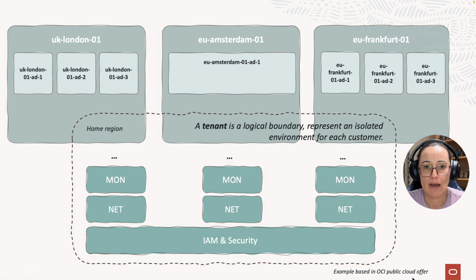In the slide, we have a single tenancy with London as the home region, and the tenancy is also subscribed to Amsterdam and Frankfurt. The IAM and security landing zone layers, which include compartments, group policies, and enabled Cloud Guard and security zones, are deployed in the home region, London. Meanwhile, the monitoring and networking layers have to be deployed in each subscribed region, as they are region-based resources.